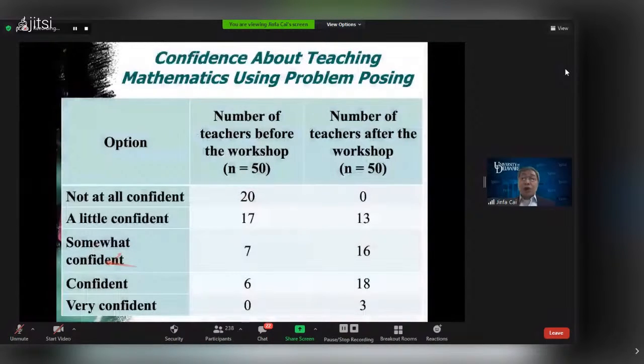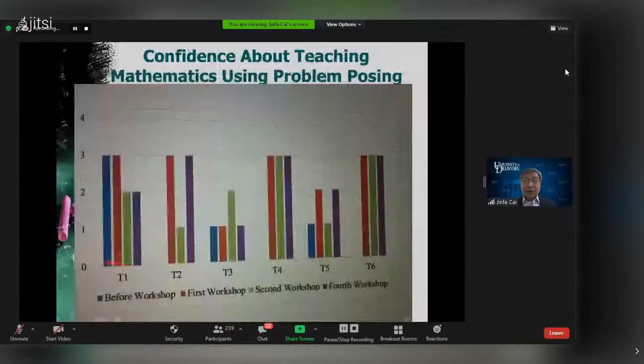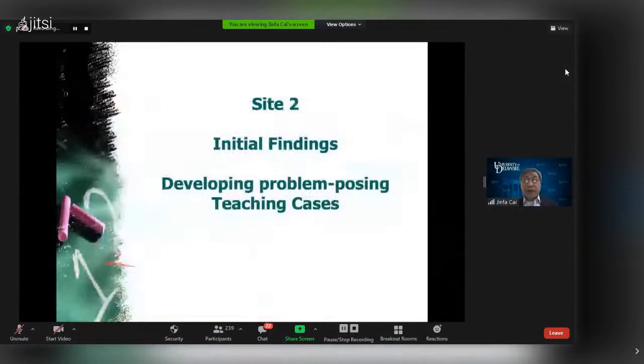This is about a workshop we did with the teachers, how teachers change their beliefs and their problem posing skills, as well as their design of the problem posing lessons. I'm going to skip this. I want to give you a little more information about the second site and third site. At the second site, our focus is on developing teaching cases. Let me show you a little bit of information about teaching cases.